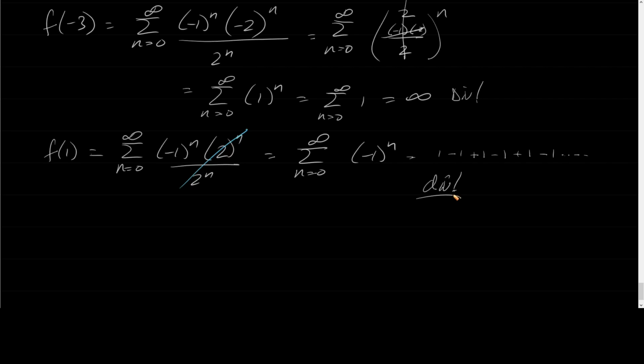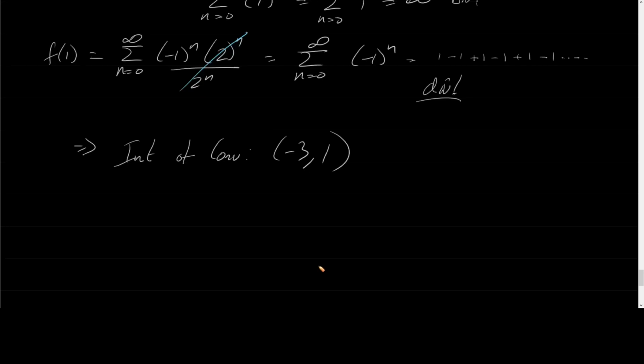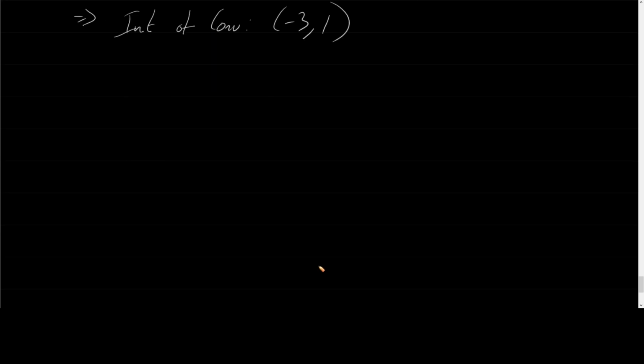All right, so we just found that we couldn't include either of the endpoints. So that tells us that our interval of convergence is from -3 to +1, not including either of the endpoints. Cool. So that was E. F. Let's say we had the series from n equals 1 to infinity of x to the n over n squared. All right. So again, let's note a few things.